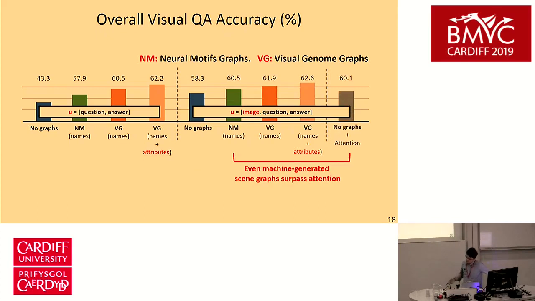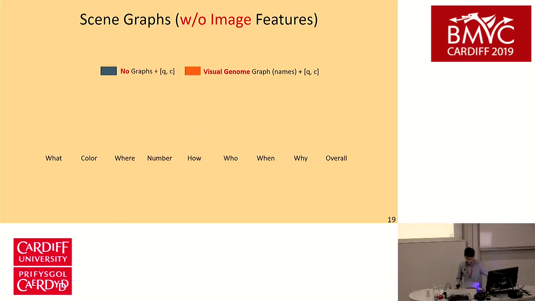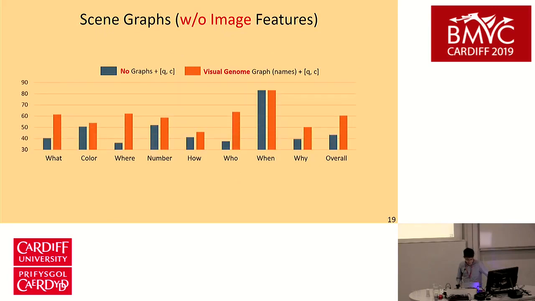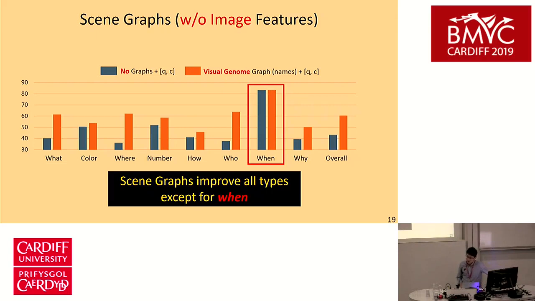And actually, it already outperformed the attention benchmark model with no graph as input. So here we study different types of questions. The blue one is without graph, and the orange one is with Visual Genome graph as input. We can see basically graph helps on all types of questions except for "when", because "when" is probably related to more heuristic questions like is it day or night. In this case, graph won't help much.